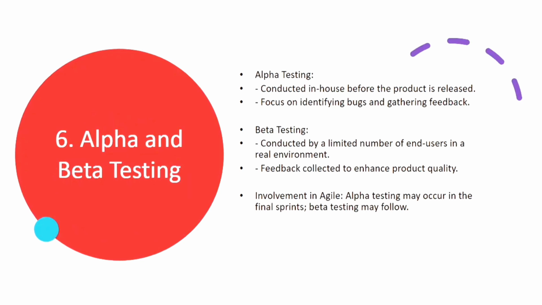Then we have alpha and beta testing. I already said that alpha testing is held by developers and testers before releasing our software. Beta testing is held by end users or customers, and they give feedback. Based on that feedback, we try to change our software and identify defects. So this is called alpha and beta testing.